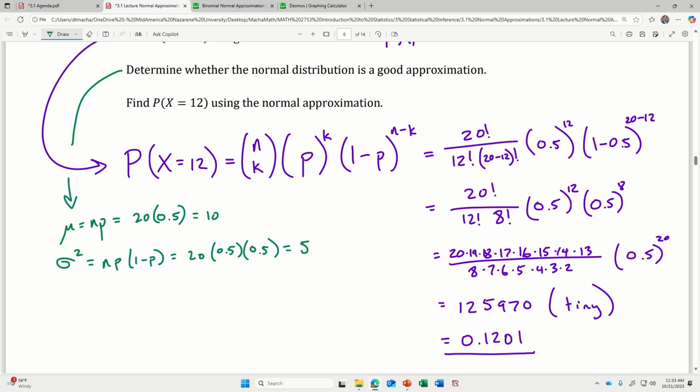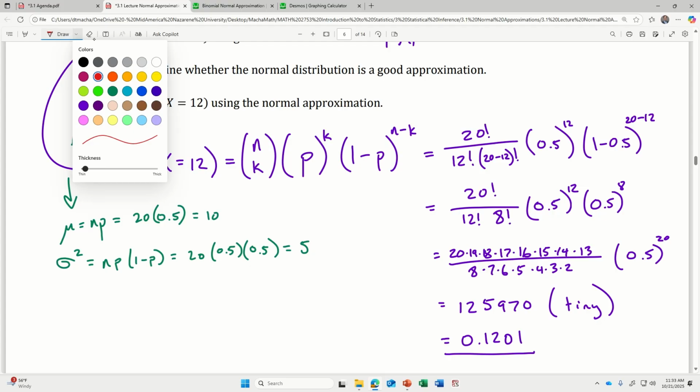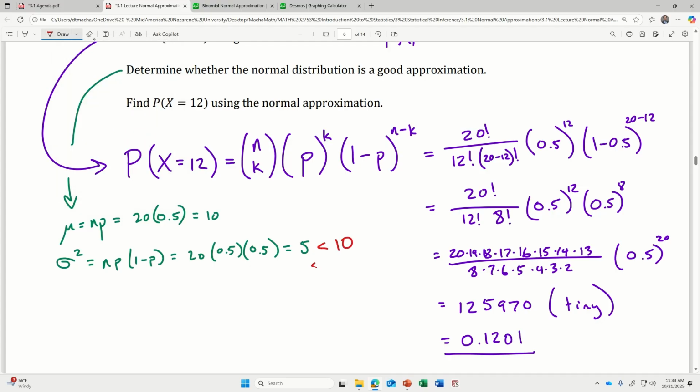So is that going to make a good normal approximation? No. This is less than 10. So no. Normal is not an adequate approximation.